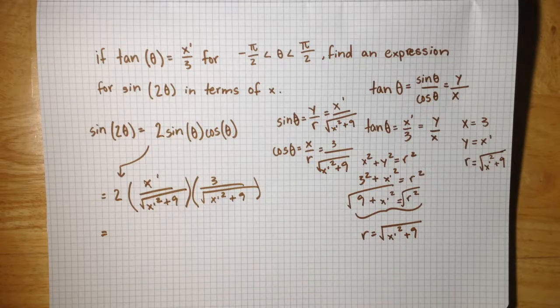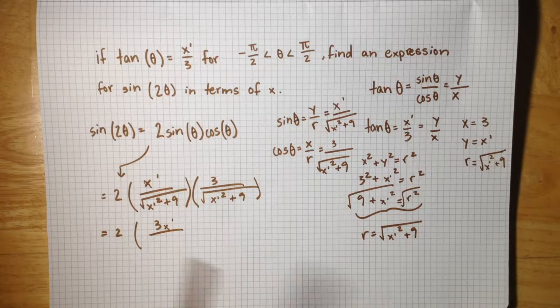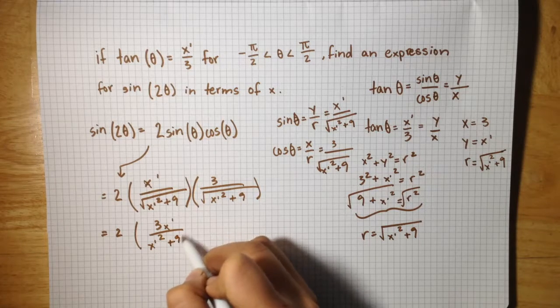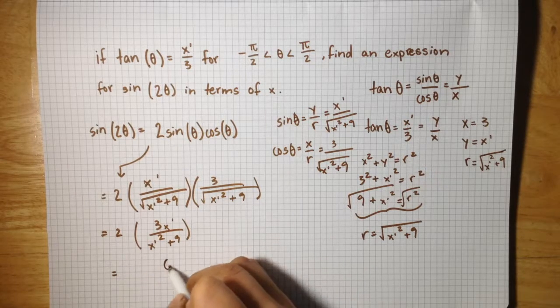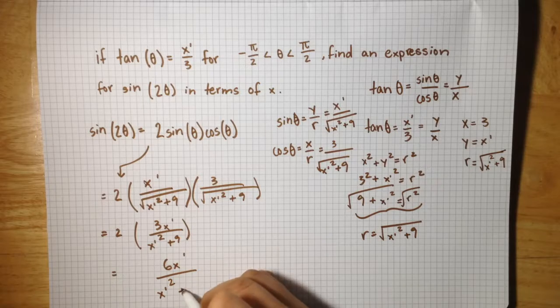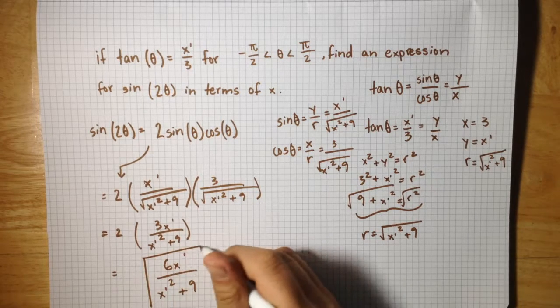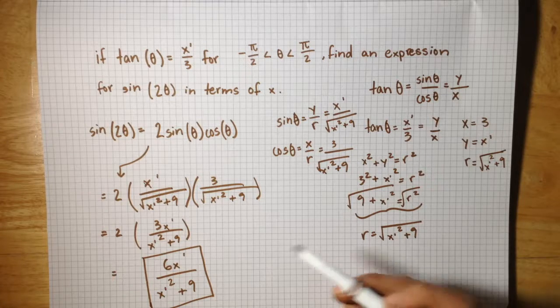Multiply these together, we get 2 times 3x prime over radical times radical, these both are the same, so radical times radical takes out the square root symbol, and we are left with x prime squared plus 9. And distributing the 2 in, we get 6x prime over x prime squared plus 9. This is the expression that we found for sine 2 theta in terms of x.